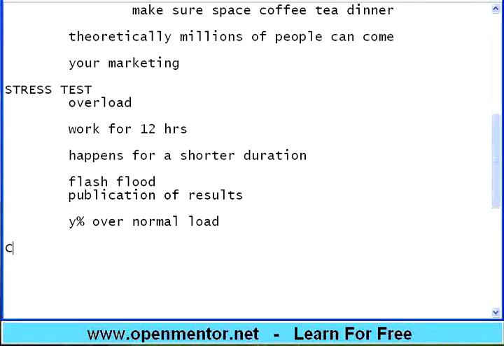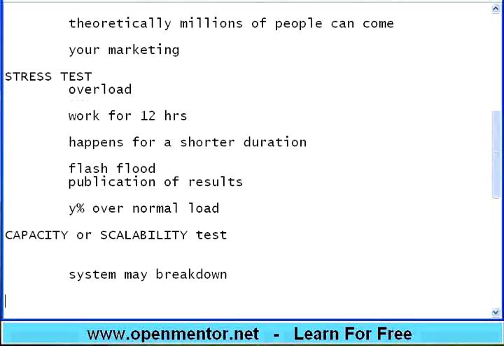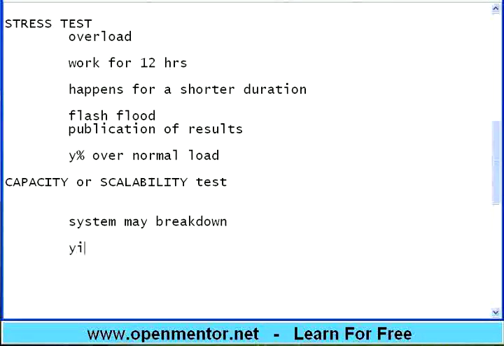Then there is something called capacity or scalability. That means at some point of time the system may break down. Find out, in the mechanical industry there is something called the yielding point, or also known as the elastic limit. If you have a rubber band and you just keep on stretching it, it is elastic and it stretches to some extent, then it breaks. That point is the yielding point.